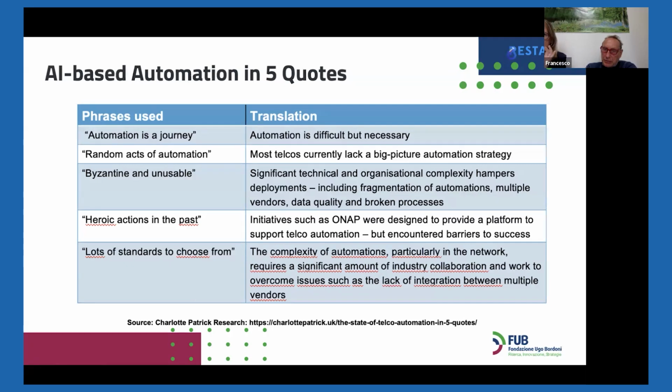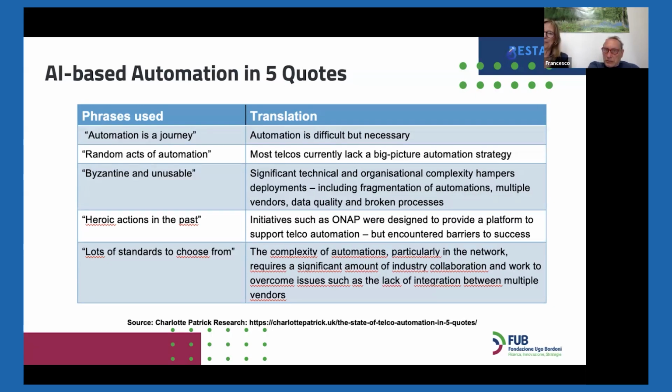Just before entering into details, have a look at this quote that has been collected by Charlotte Patrick Research by interviewing a certain number of telco professionals. These quotes are related to automation, but we can replace automation with AI-based automation, or simply artificial intelligence. These quotes in particular help us to test the mood around the problem of including artificial intelligence in the network. The first one is: artificial intelligence, or automation as you prefer, is a journey. That means that it is not a switch, it's a continuously evolving path. It's difficult, but it's necessary.